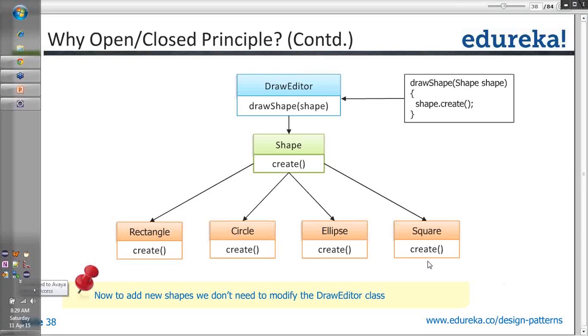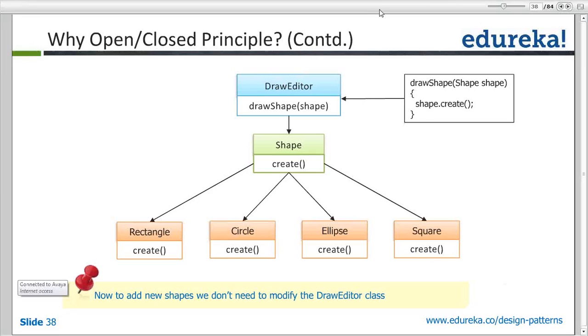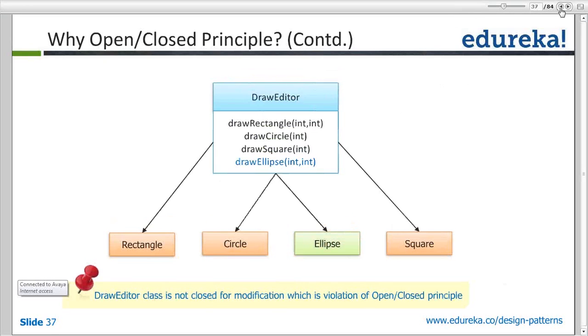So in the draw editor class, we had added a method to draw an ellipse. By doing it we are extending the functionality of the draw editor class, and at the same time we are modifying it also. So still, actually, I'm confused. Sure. So let's talk about that.